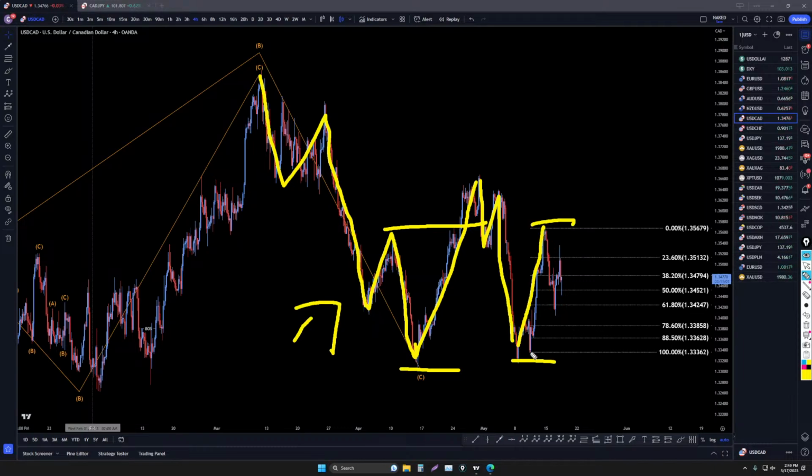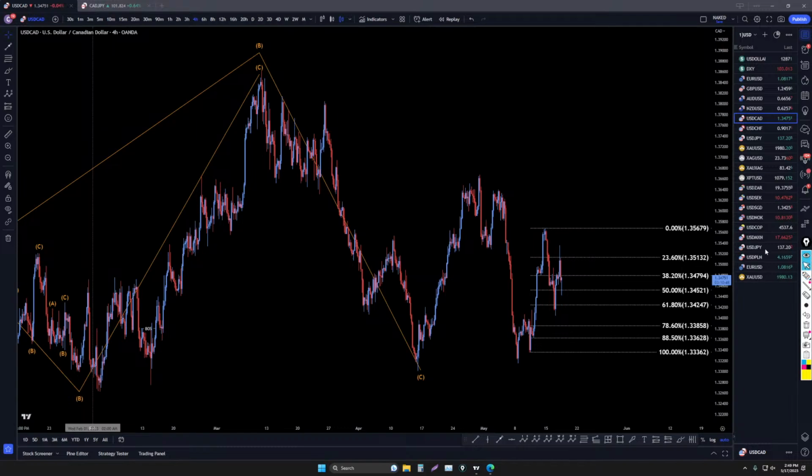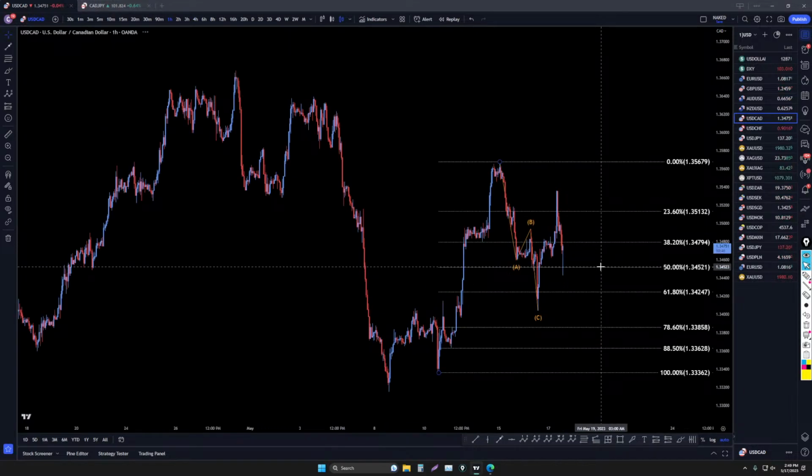I got my Fibonacci on here because I think this is going to be a correction. I think it's already bounced off the 61.8. I think it's going to end up continuing the uptrend, probably just slowly making its way up, telling me that really the best bet for me right now would be looking for longs in an uptrend. Going down to the 1-hour time frame, it looks like an A, B, C down right here.